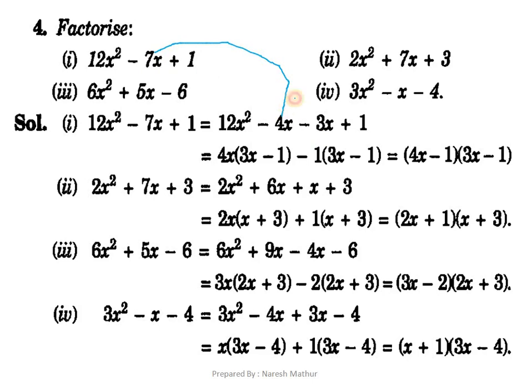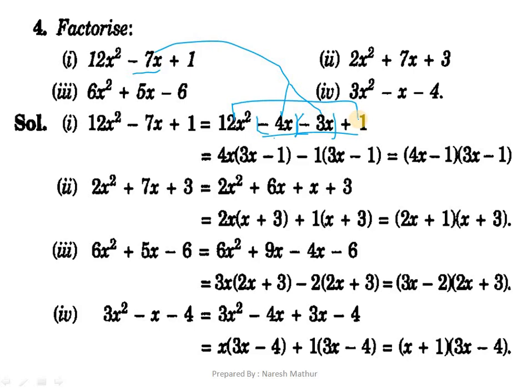in such a way so that if we add these two terms, we'll get the same term. Let's say minus 7x is the middle term, so we are breaking it down into minus 4x and minus 3x. Why only minus 4x and minus 3x? Why not minus 2x and minus 5x? Because there is one more condition. The product of these two separations must be equal to the product of these two terms.